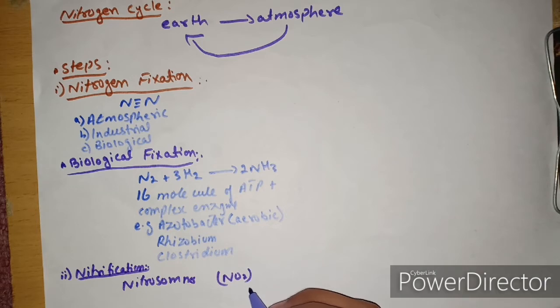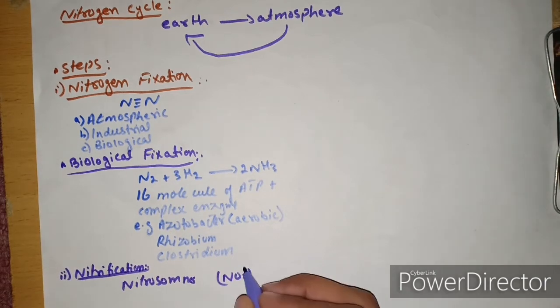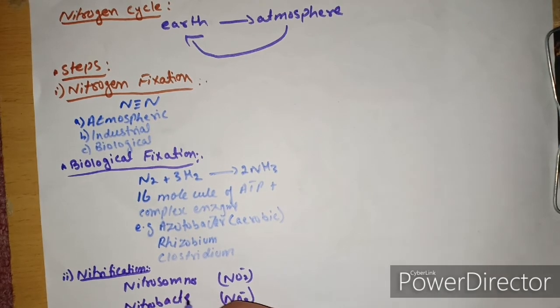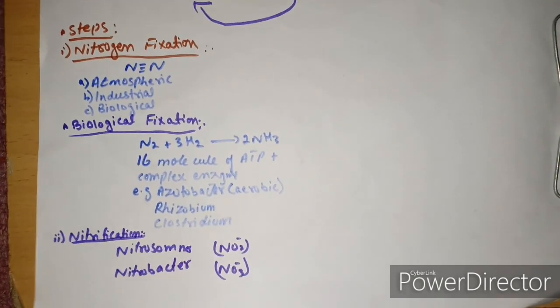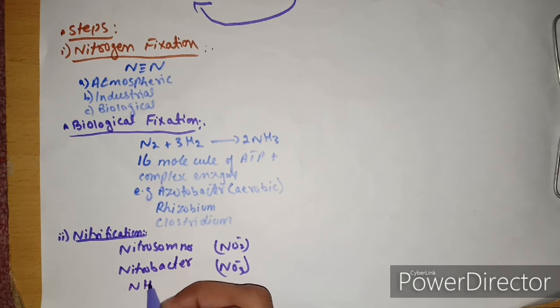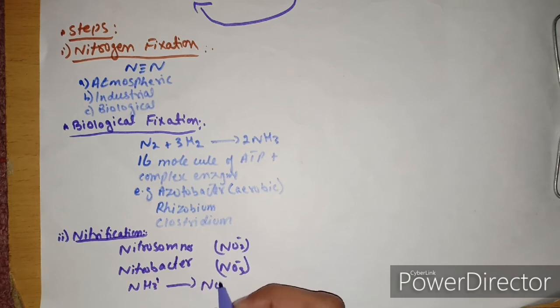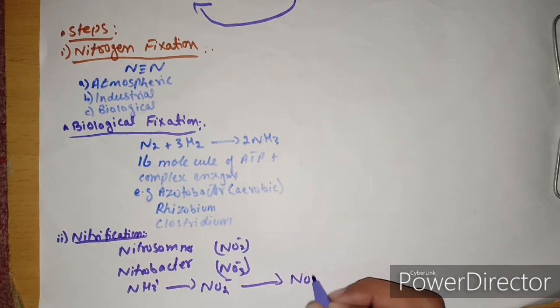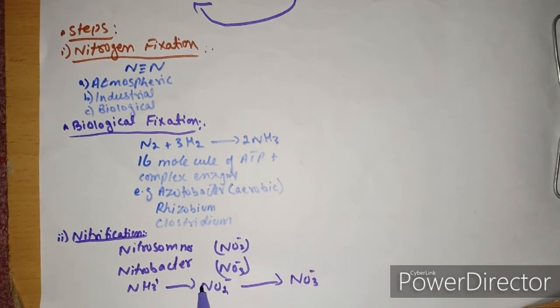This nitrite is converted into nitrates by another bacteria of genus Nitrobacter. We can write this equation as: ammonium ion is first converted into nitrite ions and then it is converted into nitrate ions. This process is carried out by Nitrosomonas and then this process is carried out by Nitrobacter. This process is called nitrification.